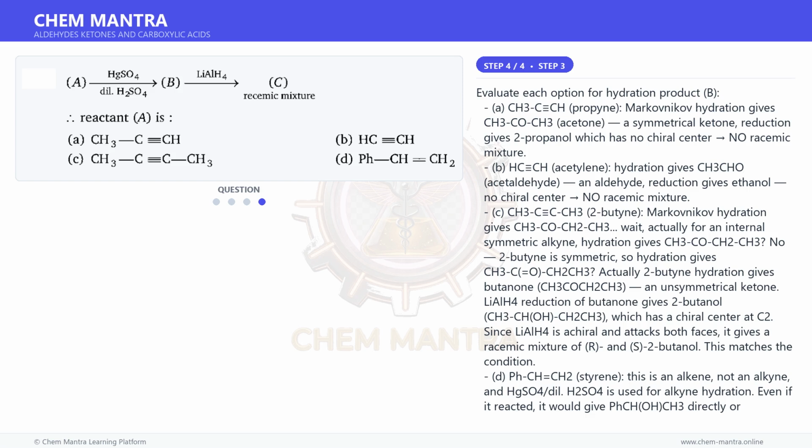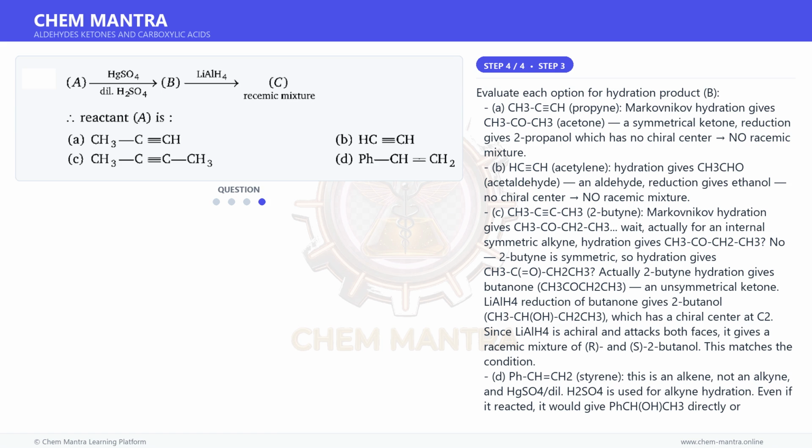A. CH3CCH, propyne. Markovnikov hydration gives CH3COCH3, acetone, a symmetrical ketone. Reduction gives 2-propanol, which has no chiral center, no racemic mixture. B. HCCH, acetylene. Hydration gives CH3-CHO, acetaldehyde, an aldehyde. Reduction gives ethanol, no chiral center, no racemic mixture.